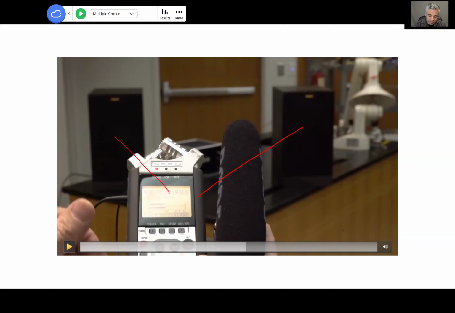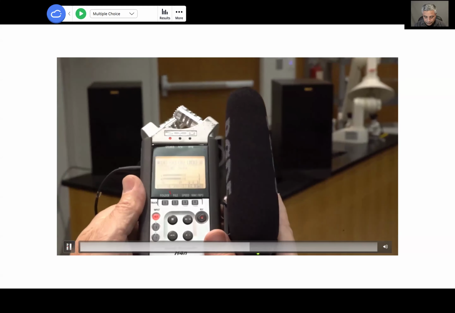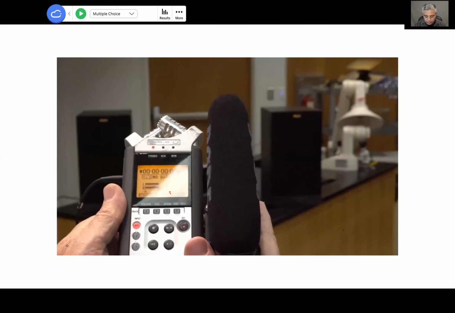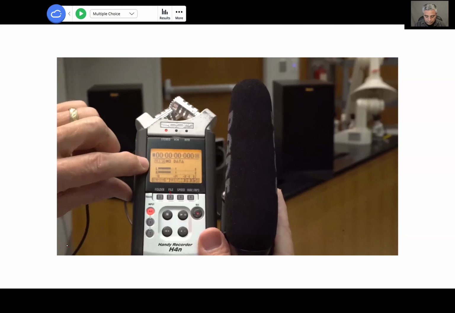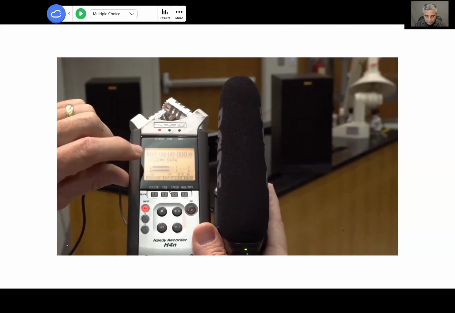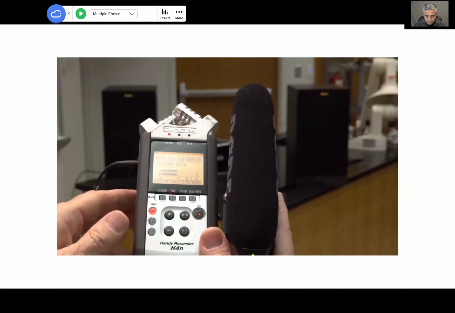Because of the camera angle, but based on what the professor is saying, it is at the middle of the two speakers. So what we'll do now is move away from the center, and this readout here gives the loudness of the sound that's picked up by this microphone.